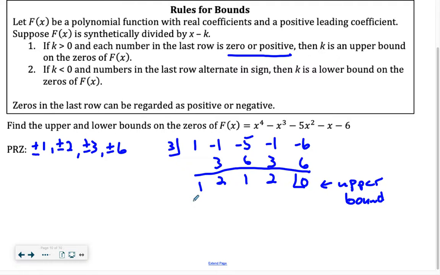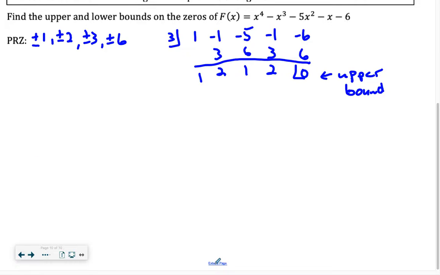Now we can then start testing negative zeros. So normally we would start by testing -1. We would find that it is not a 0 and it's not a lower bound. So just for time's sake, for this example, I'm going to go ahead and plug in -2 then.